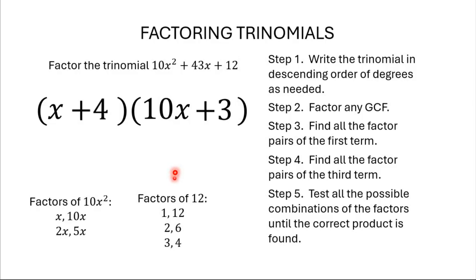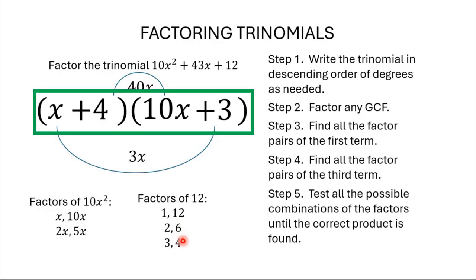Switching around the 3 and the 4, I see, all right, the GCF in both binomials is 1. So let's try to check the outside products. That gives me 3x. The inside product, that gives me 40x. And 40x plus 3x gives me 43x. So the very last combination I tried was the one that worked. And that is the correct factorization. That is the factored form of 10x squared plus 43x plus 12.